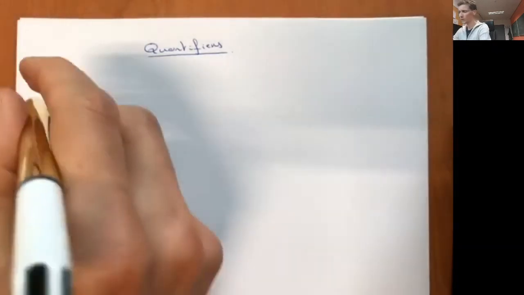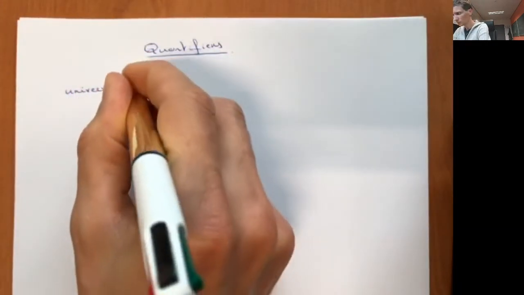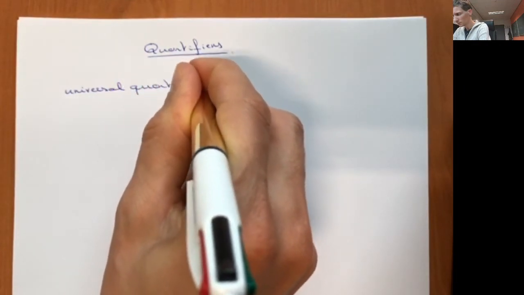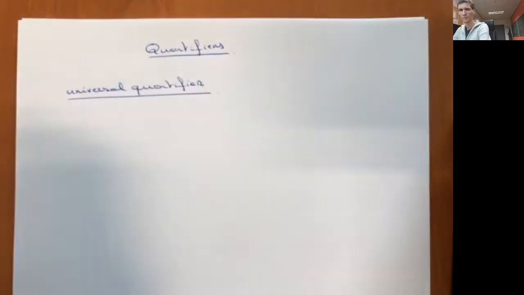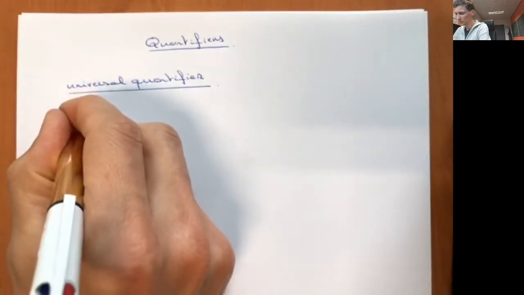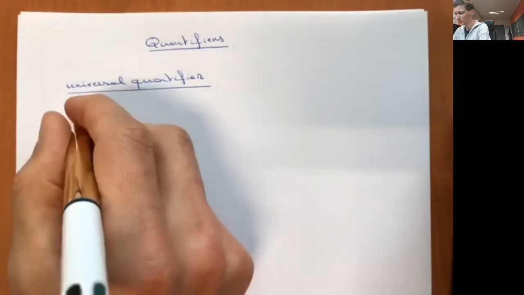So there are 2 quantifiers. The first quantifier is called the universal quantifier. Okay, so the universal quantifier, how do we write it down? It's written down as an upside down A, and it's used in the following way.